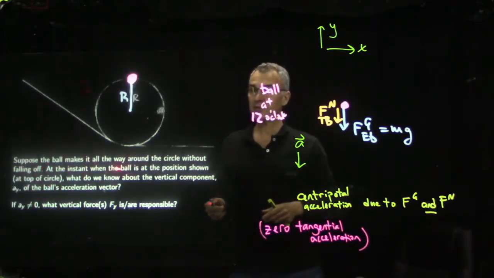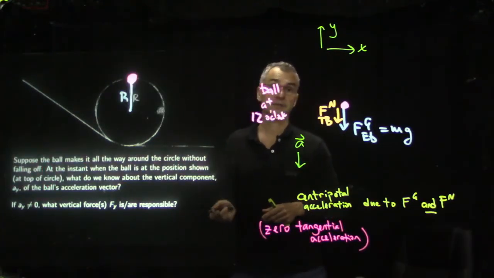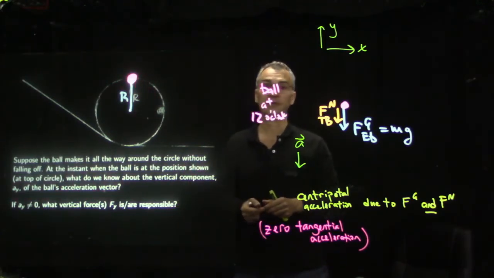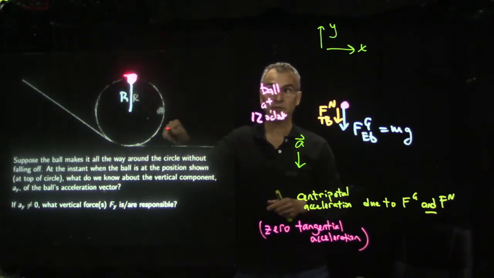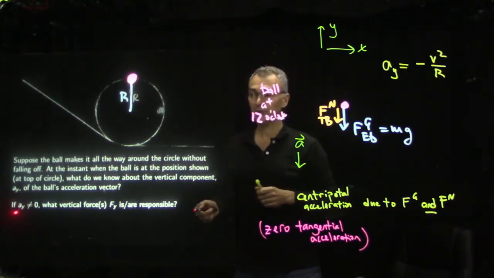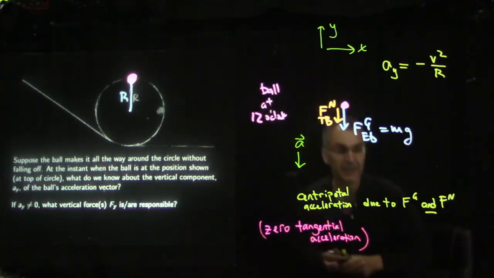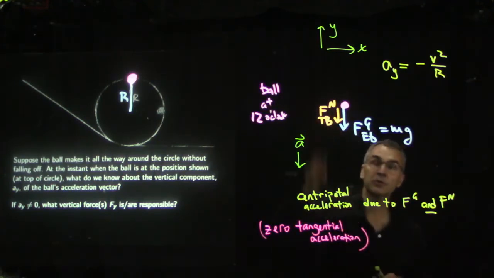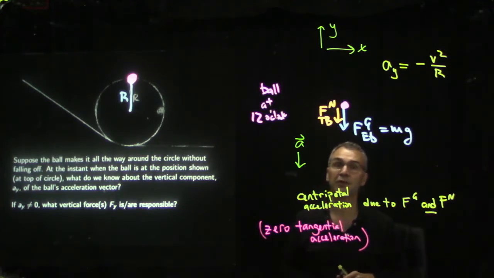Now let's suppose the ball makes it all the way around the circle without falling off. That's what we want to happen. At the instant when the ball is at the position shown, the top of the circle, what do we know about the vertical component of the ball's acceleration vector? Well, if it continues going in a circle successfully, then this vertical acceleration must be v squared over r downward. So if this vertical acceleration is not equal to 0, then what vertical forces are responsible? Well, I think there are two forces responsible. Gravity points downward, and the normal force exerted by the track on the ball points downward.